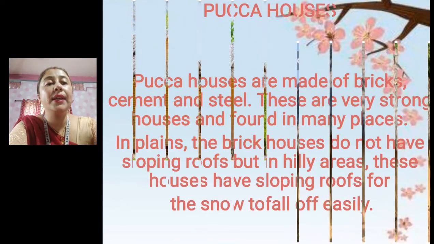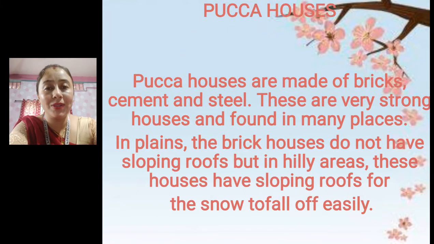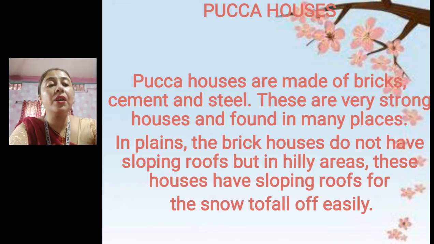Next, children, the next type of house is PUCCA houses. PUCCA houses means strong houses. Yes, PUCCA houses are made of bricks, cement, and steel. We have seen the construction of houses, so they mainly use bricks, cement, and steel. These are very strong houses and are found in different places.